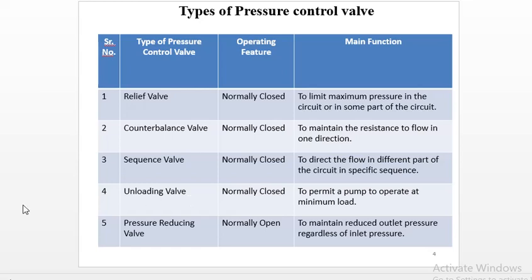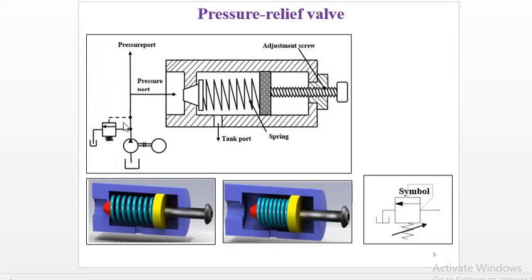We'll see one by one. So the first one is the pressure relief valve. Here is the tank, and here is the pump to continuously produce a constant flow regardless of the inlet. Here is the pressure relief valve, and this flow goes toward the system.